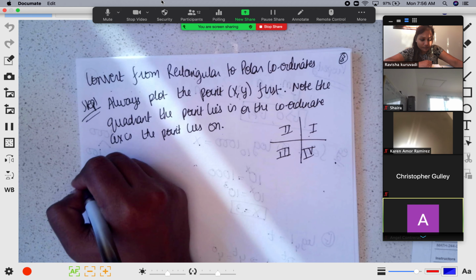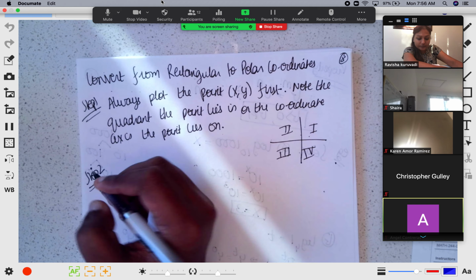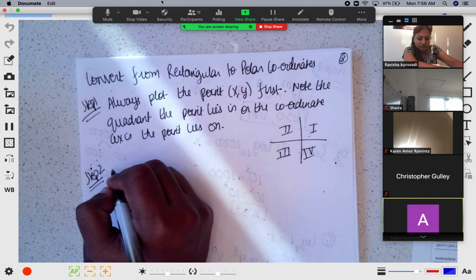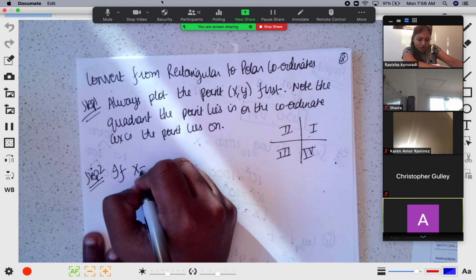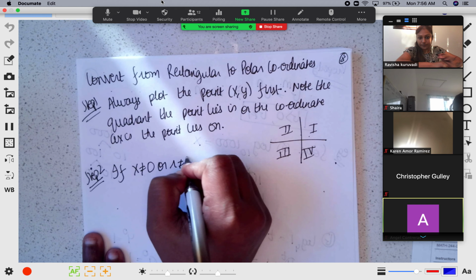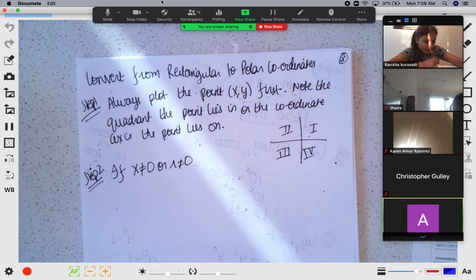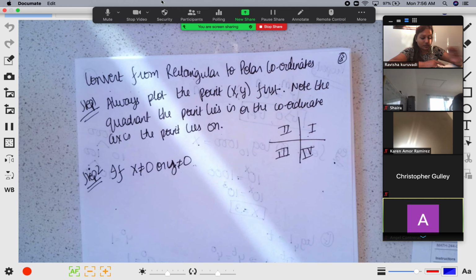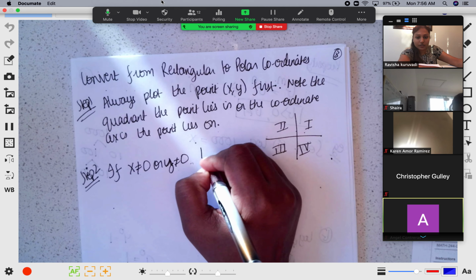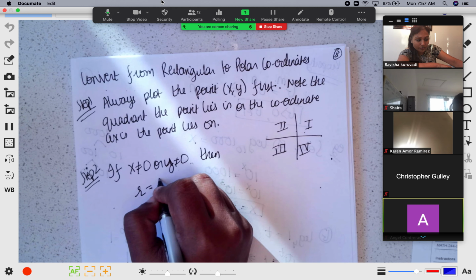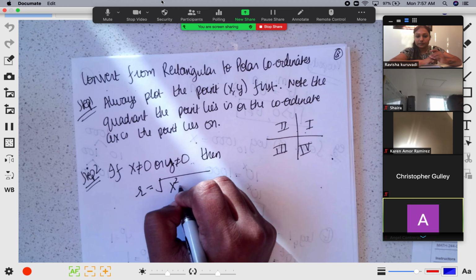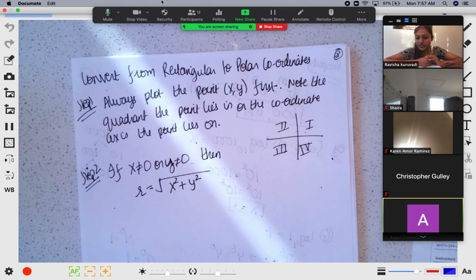Step 2: if x is not equal to 0 or y is not equal to 0, then you're going to use a formula. r is equal to the square root of x squared plus y squared. We're not going to use the formula r equal to x squared plus y squared.